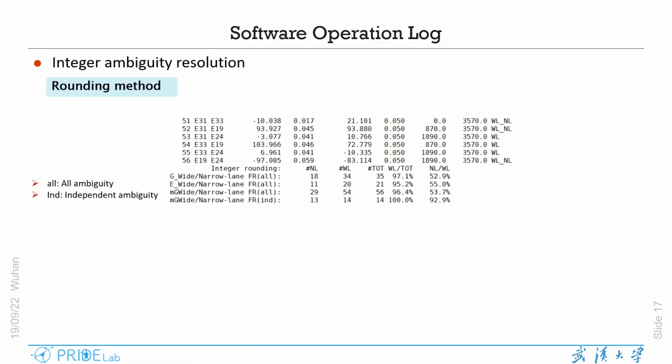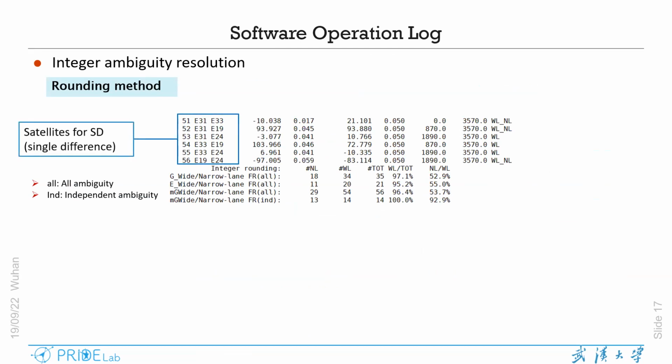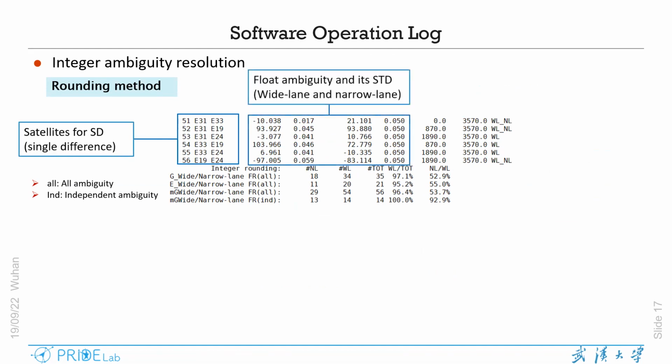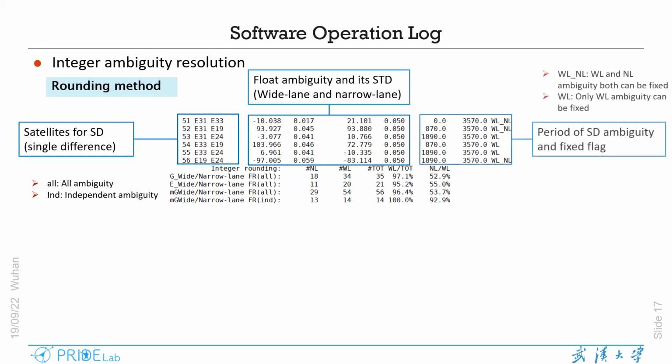In the integer ambiguity resolution part, async outputs the corresponding ambiguity resolution related information, including float ambiguity related information, satellites for single difference, and float ambiguity and its STD for wide line and narrow line ambiguity respectively, and a period of single difference ambiguity and a fixed flag.